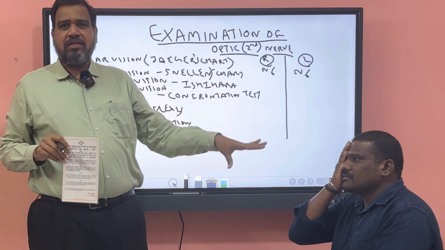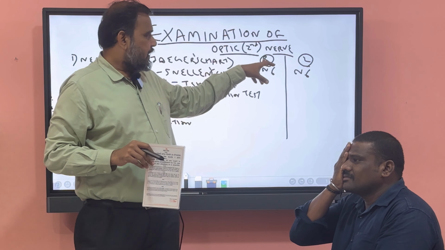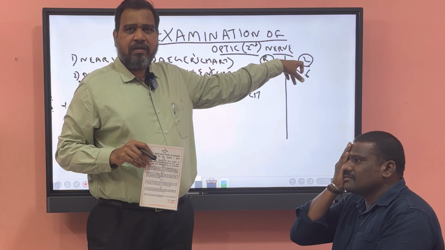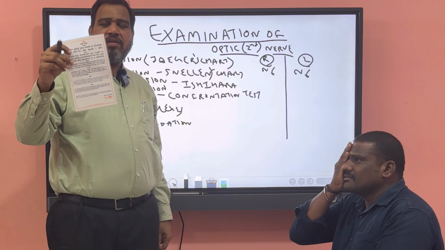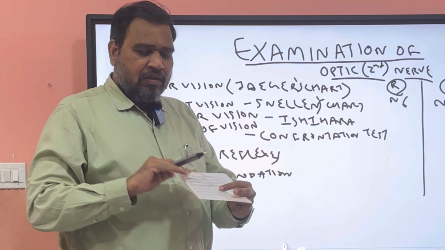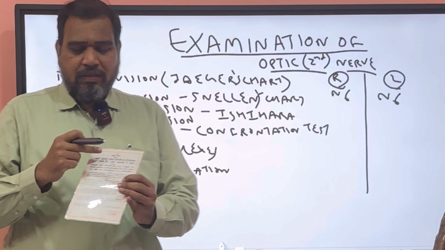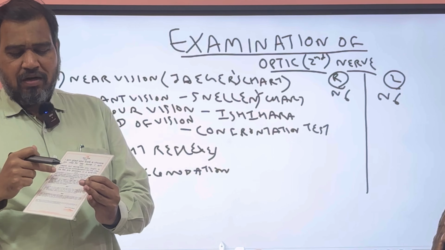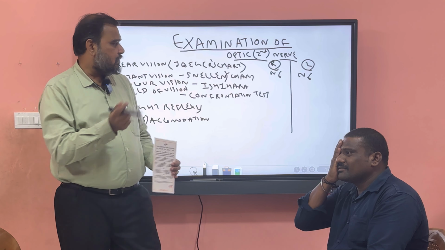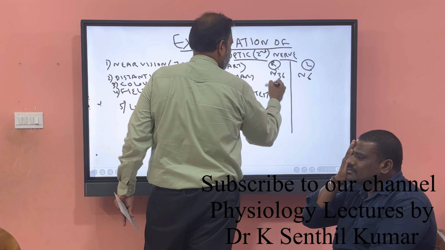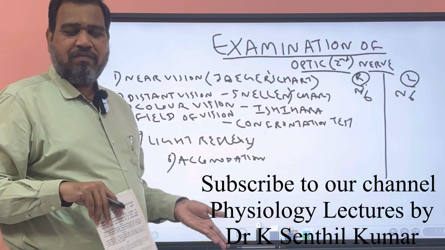So for Mr. Ranjit, near vision, right eye it is N6, left eye it is N6, and the chart used is Jaeger's chart. Now in case he is able to read only the top line, he is able to read N36 but is not able to read N24, then the result will be recorded as N36 instead of N6. Near vision is over.